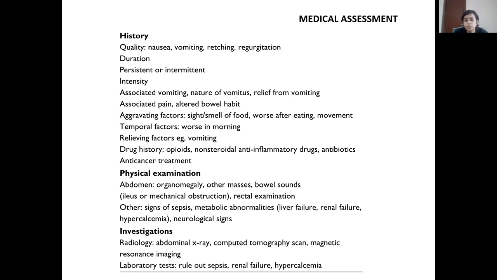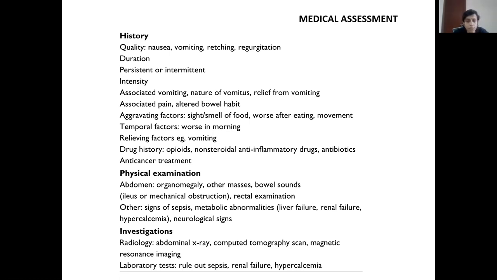I don't do these investigations for all patients, but suppose a patient is coming to me with a lot of metastasis to the bone and then telling me of pain and vomiting, then I may suspect hypercalcemia, and then I check the serum calcium. Not for all the patients, not for all the patients checking liver function and renal function. If you suspect that this is the cause, then you may need to check that.